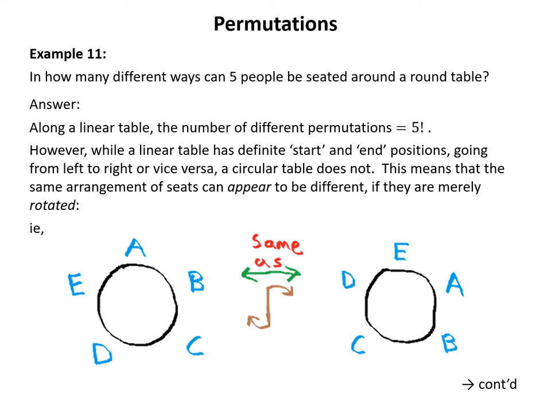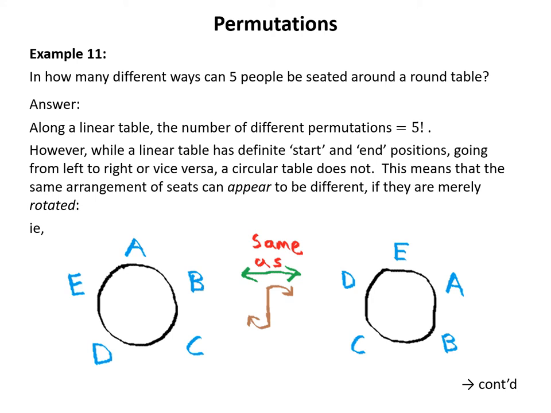However, while a linear table has a definite start and end position, whether you're starting on the left and ending on the right or vice versa, once you decide which way you're going to go, you've definitely got a distinct starting place and an ending place. A circular table, on the other hand, does not. So what this means is that the same arrangement of seats can appear to be different, even if they're just merely rotated.